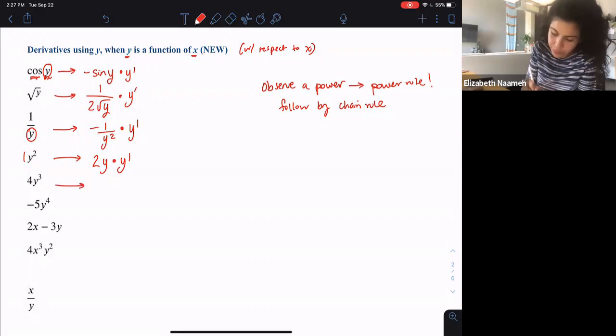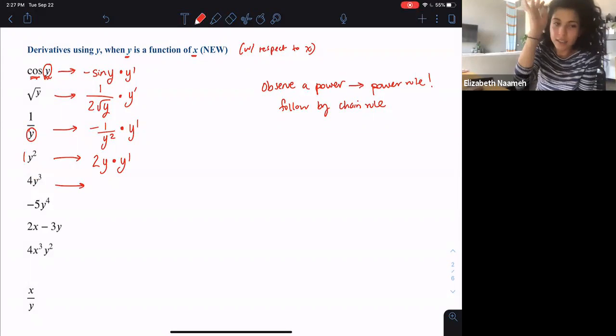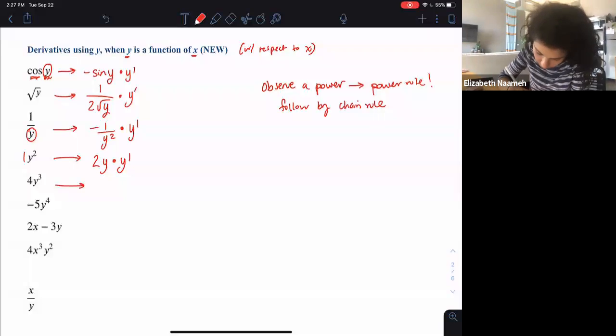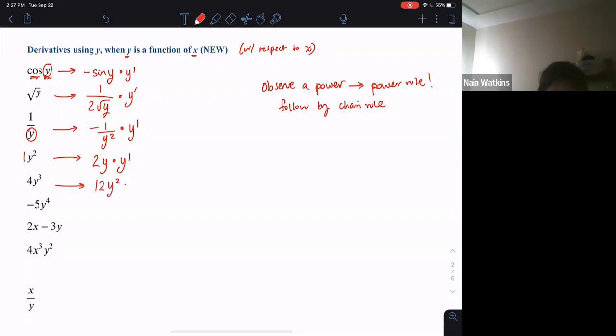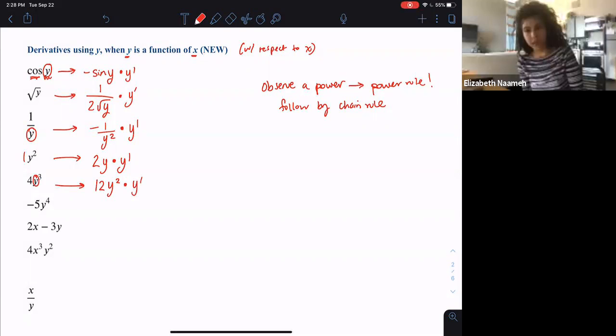Let's do the next one. What do you observe here, you guys? Power 3. So we're going to use the power rule followed by the chain rule. Let's do the number in front, which is 12, y squared, times y prime, the derivative of y. Ta-da. I hope it's making more sense. Try the next one yourself.